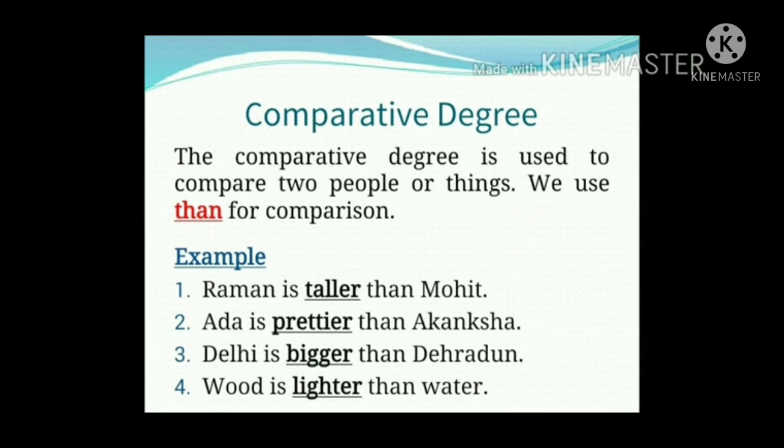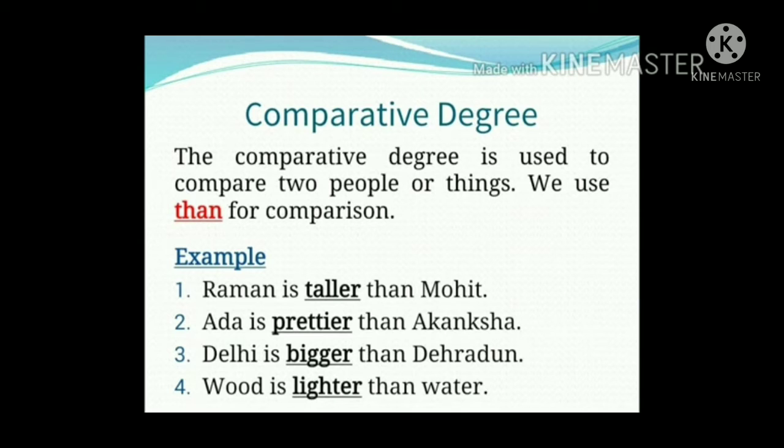Next comes the comparative degree of adjective. The comparative degree is used to compare two people or things. We use than for comparison. Yes, when we need to compare two given nouns in any aspect, then that degree of comparison is called the comparative degree of comparison, and for doing that we have to use than.